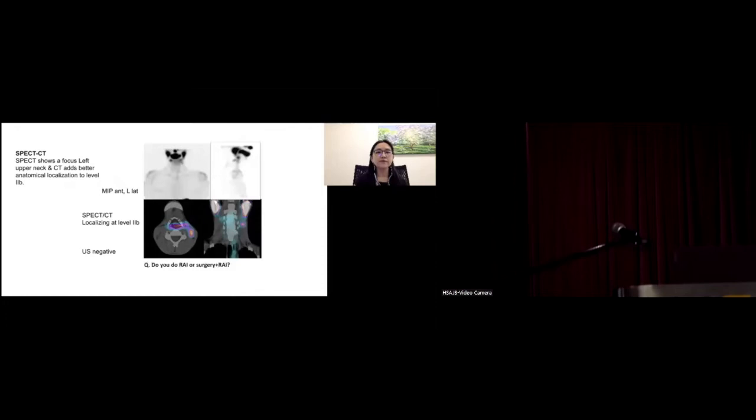So what do you do? What do you do next? Should we continue to give radioactive iodine, or do we go for surgery? In this case, surgery was performed with a gamma probe, in which they removed the 2 nodes which had confirmed metastatic involvement.